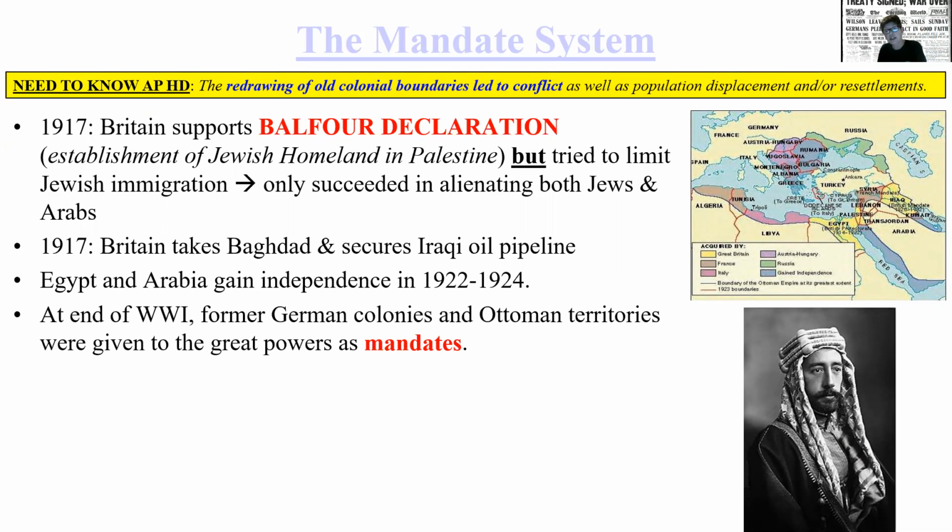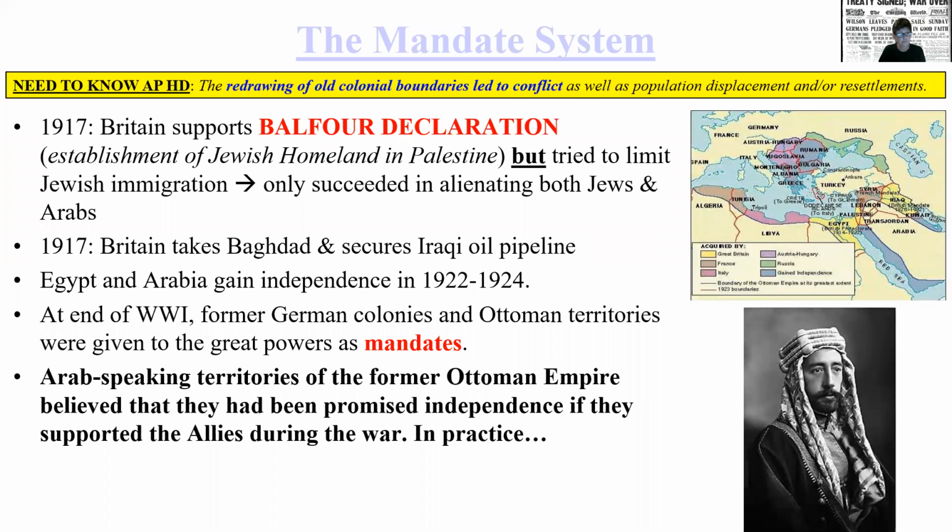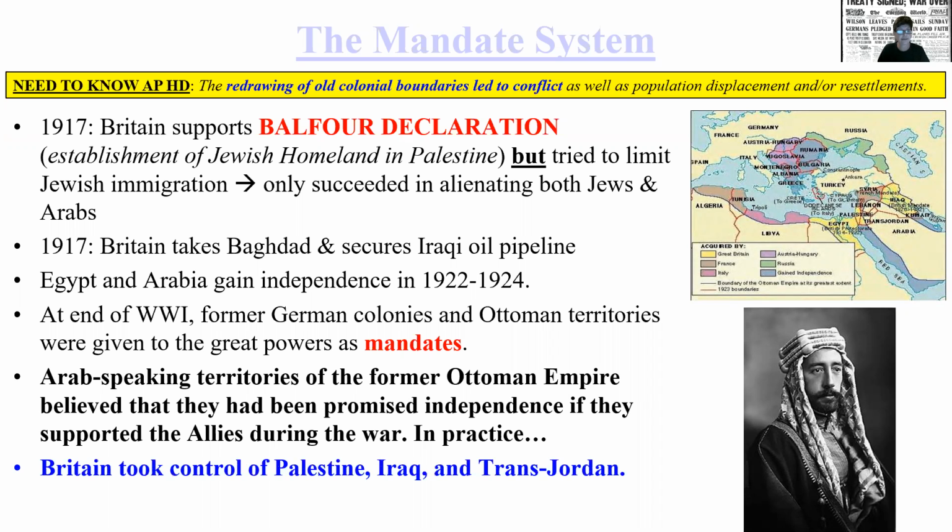Former German colonies and Ottoman territories were given to the great powers as mandates, and this is where we get into the problem. Arab-speaking territories of the former Ottoman Empire believed they had been promised independence if they supported the Allies during the war. In practice, Britain will take control of Palestine, Iraq, and Transjordan. France will take Syria and Lebanon as its mandates.